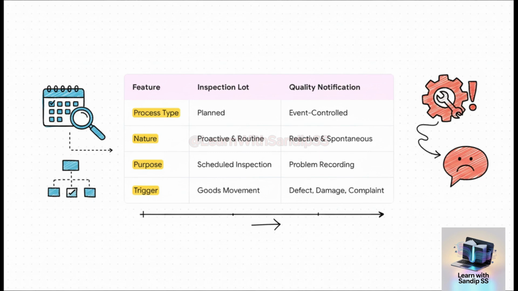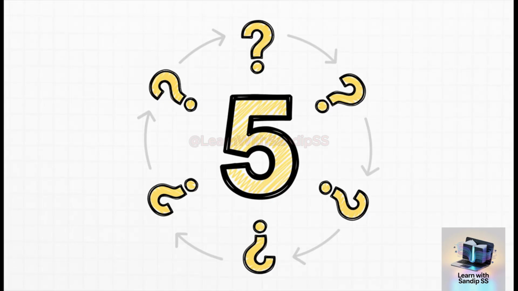An inspection lot is triggered by a planned event, like a goods movement, which makes its nature proactive and its purpose a scheduled check. But on the other side, a quality notification is triggered by an unplanned problem, like a defect, which makes its nature reactive and its purpose to record and solve that problem. See how the logic just flows right from the trigger? It's really that simple.